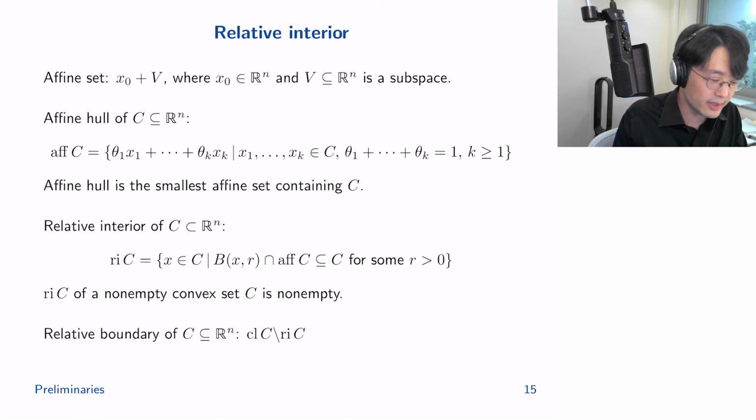Actually, I take that back. It takes some convex analysis in order to prove this, but it's a useful result to keep in mind. So the relative interior of a non-empty convex set is non-empty. The relative boundary of a convex set is defined as the closure of the convex set minus its relative interior.